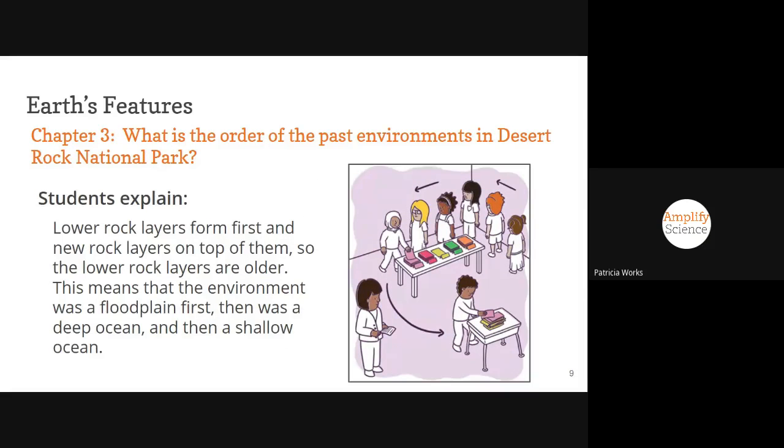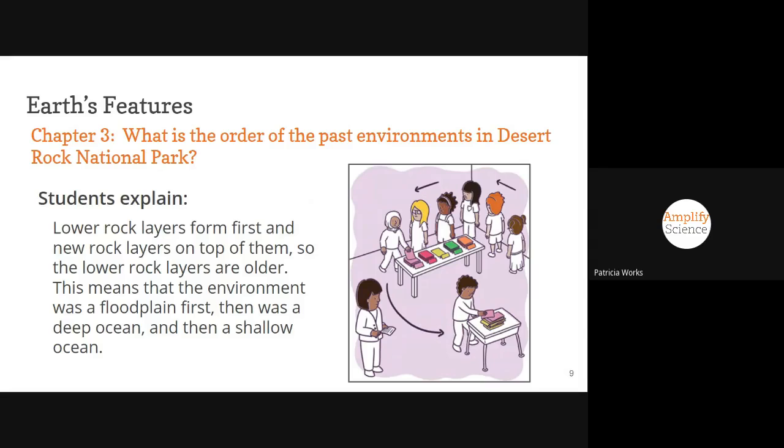In Chapter 3, students investigate the question, what is the order of the past environments in Desert Rock National Park? And they find out that the lowest layer of sedimentary rock formed first and younger layers formed on top. Students collect and process evidence as they develop a paper pile model of sedimentary rock layers using colored paper. They reflect on their observations and then search for evidence about the order of rock layers in the Fossil Hunter's Handbook.